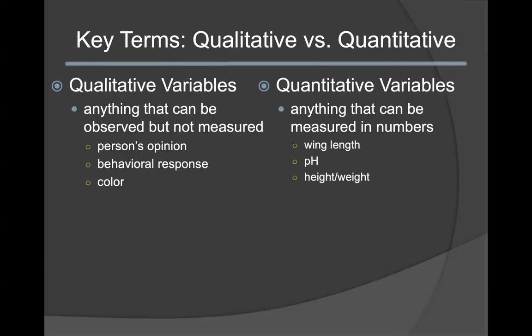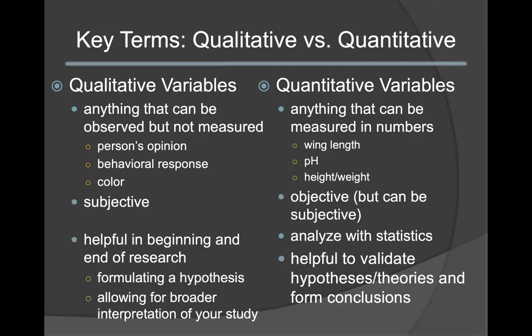So some other key terms that you should know is what is qualitative versus quantitative. A qualitative type of variable is anything that can be observed, but you can't actually measure it. Something like your opinion, a behavioral response, a color. A quantitative variable, on the other hand, is anything that can be measured in numbers. So you can actually quantify something. So the length of a wing, the pH of a solution, the height and weight of an individual, all of these are quantitative type variables.